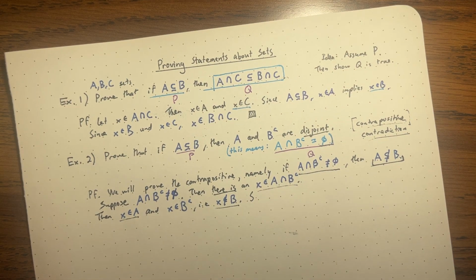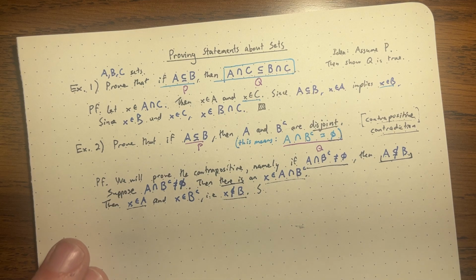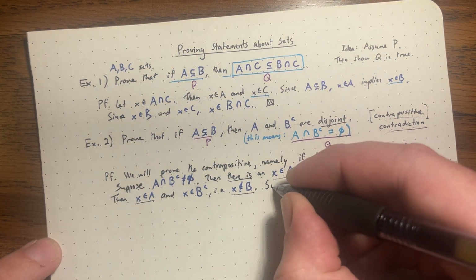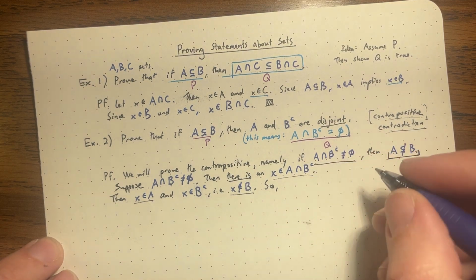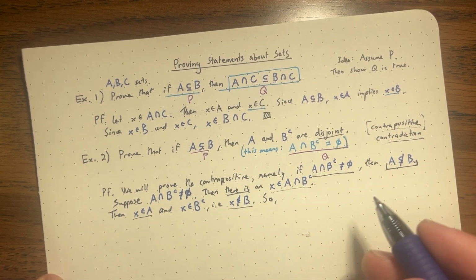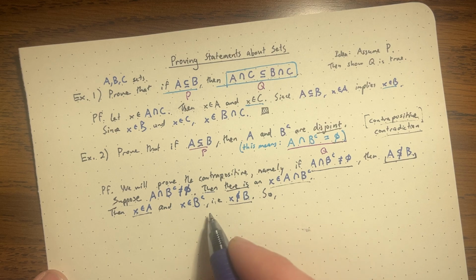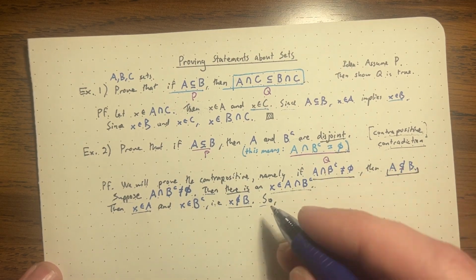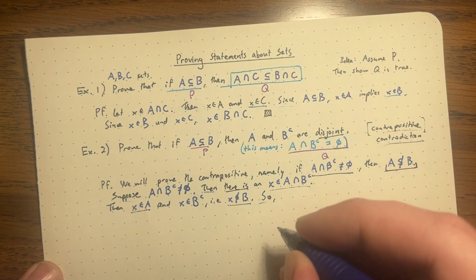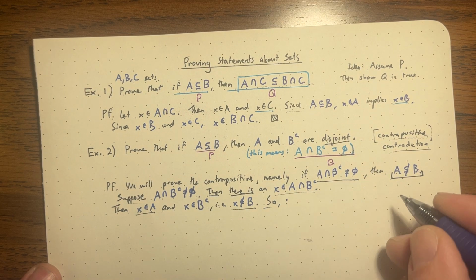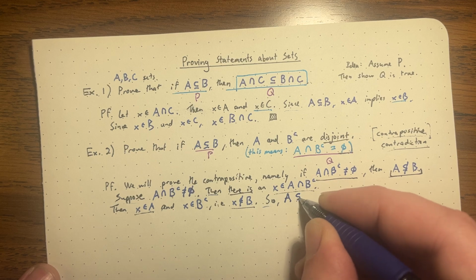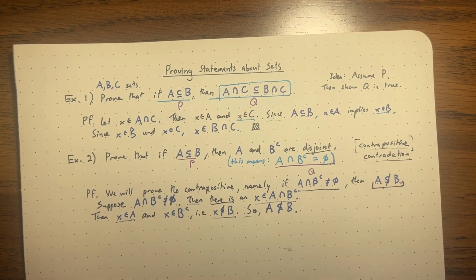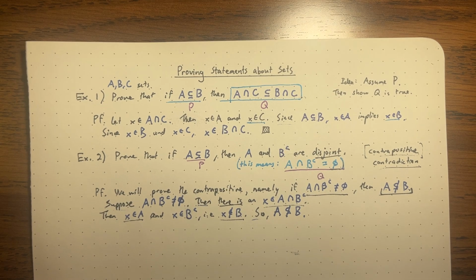Therefore, or I can say so, that's okay. You want to try to vary up all the connector words, but it's not so important. Where were we here? So yeah, A is not a subset of B. And we're done because we have successfully proved the contrapositive there.